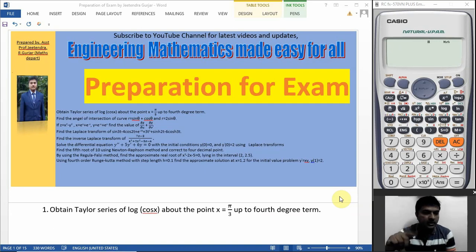Is it clear? So keeping this in mind, I have prepared some examination preparation tips that I am going to give you. First, always prepare very few units. Today I am going to prepare only 4 units. First one is partial differentiation, second one is Laplace transformation, third one is differential equations, next is numerical methods, and last is linear algebra.